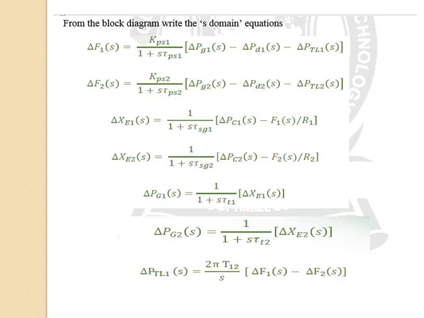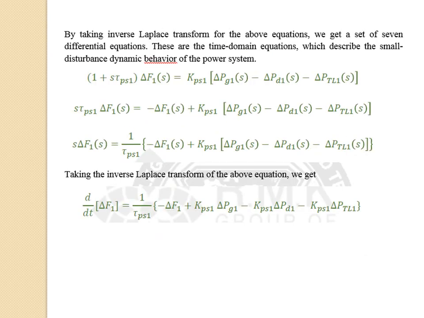For del Xe1 of S equals 1 by 1 plus S Tsg1, into del Pc1 of S minus del F1 of S by R1, and del Xe2 of S equals 1 by 1 plus S Tsg2, into del Pc2 of S minus del F2 of S by R2. For del Pg1 equals 1 by 1 plus S Tt1, into del Xe1 of S, and del Pg2 of S equals 1 by 1 plus S Tt2, into del Xe2 of S.